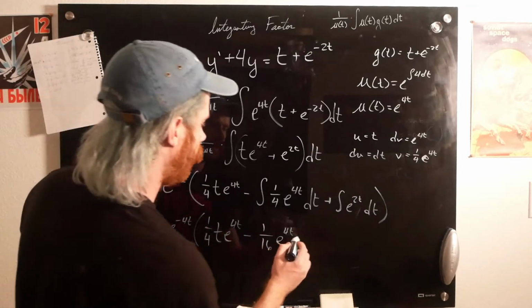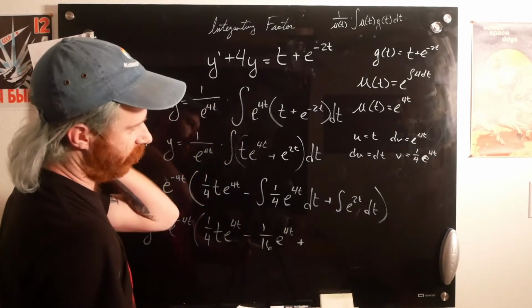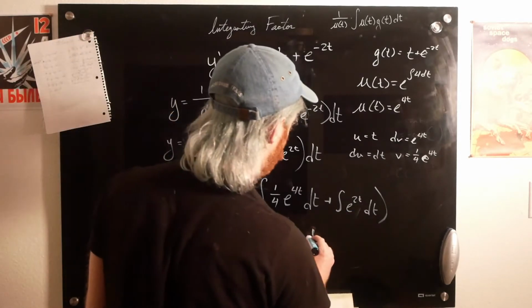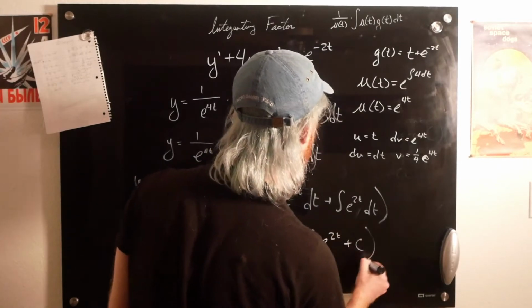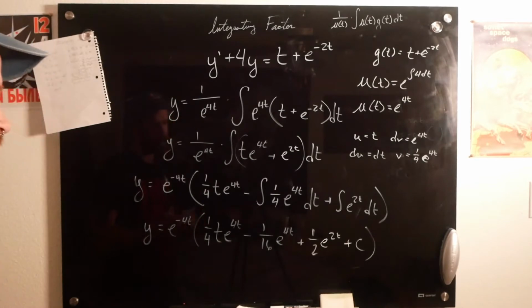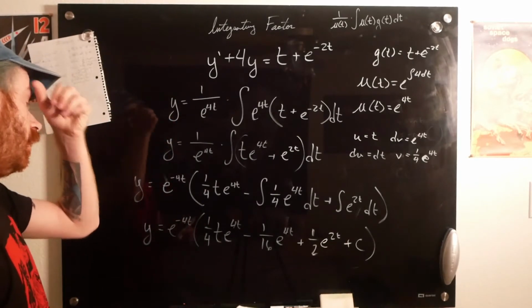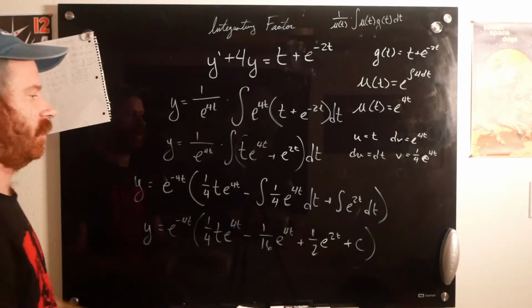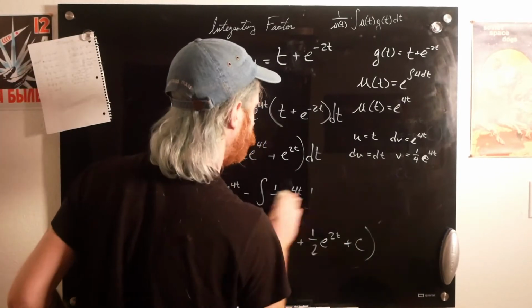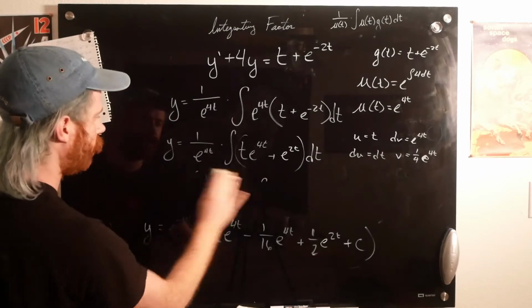Yep. And then plus the integral of e to the 2t, which is just 1 over 2 e to the 2t. And we are worried about c right here. We're going to add in our constant of integration at the very end. And so we can now simplify this and get a solution. So let's go ahead and do that right above here.